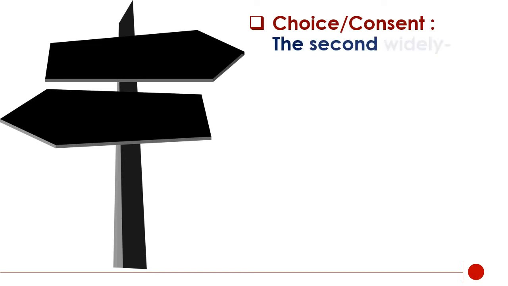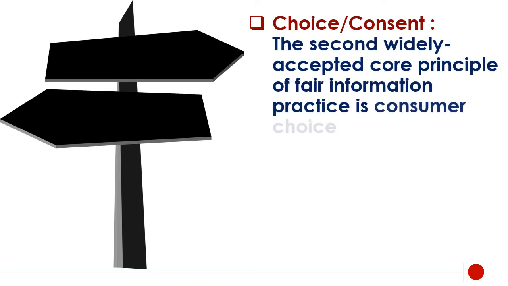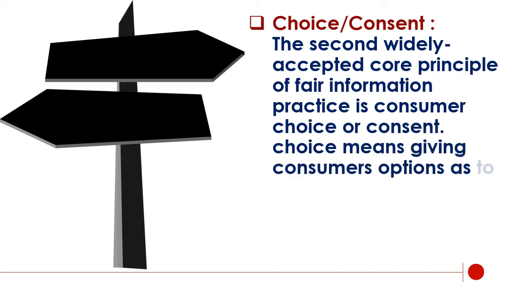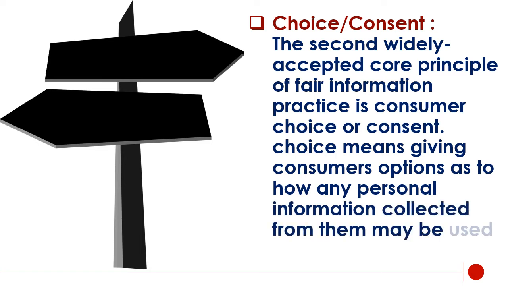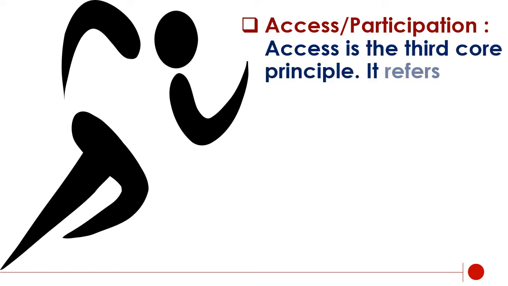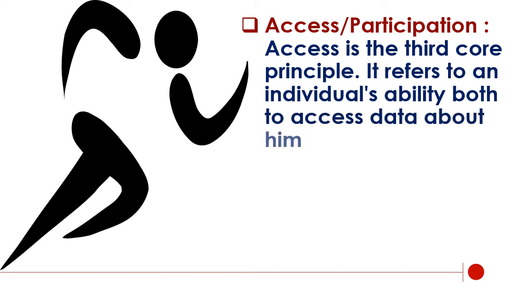Choice/consent. The second widely accepted core principle of fair information practice is consumer choice or consent. Choice means giving consumers options as to how any personal information collected from them may be used. Access/participation. Access is the third core principle.